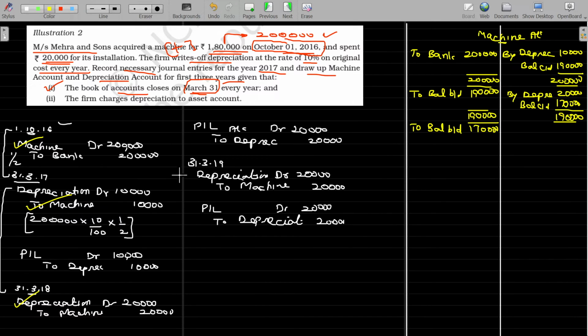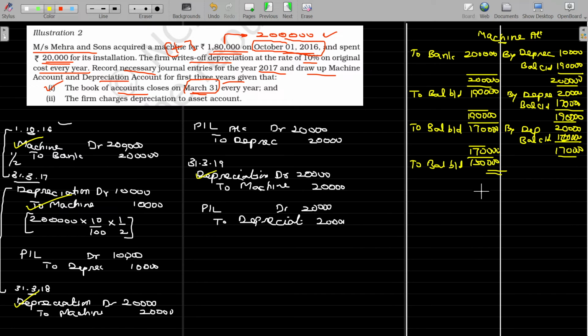And in the next year again, I charge another depreciation of rupees 20,000. By depreciation 20,000. After that, the balance being 1 lakh 70,000, okay, sorry, 1 lakh 50,000. To balance brought down, 1 lakh 50,000.